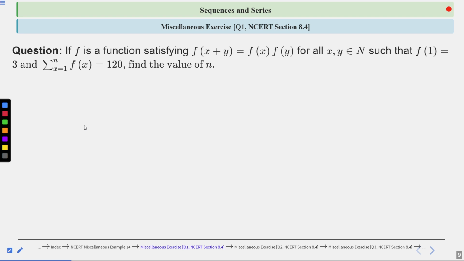Now, we discuss question number 1, NCERT exercise, miscellaneous exercise. The question says that f is a function satisfying the functional equation f(x + y) = f(x) · f(y) for all x, y belonging to the set of all natural numbers, such that f(1) = 3 and the summation of f(x) from x = 1 to n equals 120. Find the value of n. Here f is a function satisfying the functional condition, and the summation of f(x) from x = 1 to n is given as 120. We need to find the value of n.